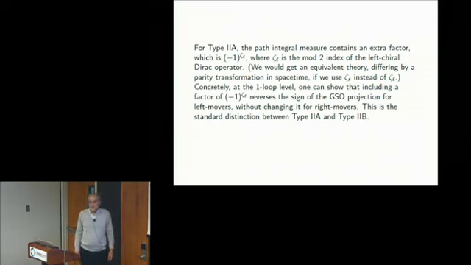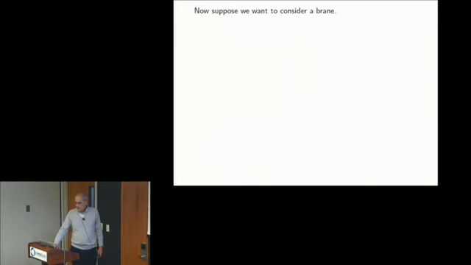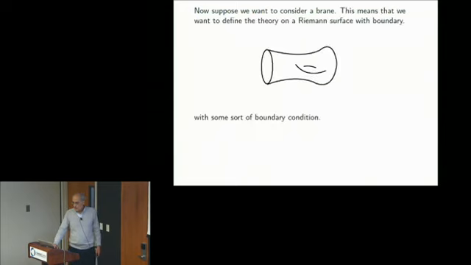So on a Riemann surface without boundary, for type 2b, the path integral we'll think of as a trivial positive path integral, although that hides the fact that the spin structures can be different. And for type 2a, it's that trivial positive integral corrected by a discrete theta angle, (-1)^ζ. Well, that's all we need to know about the path integral away from the boundary. Now we want to consider a brane. That means we want to define the theory on a Riemann surface with boundary with some sort of boundary condition.